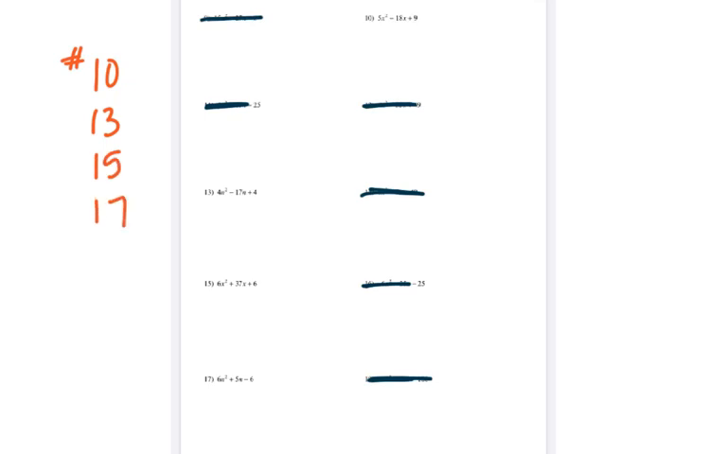Flip to the back. On the back, I'm going to be nice and cross out 9, 11, 12, 14, 16, and 18. So on the back, you only have to do 10, 13, 15, and 17.